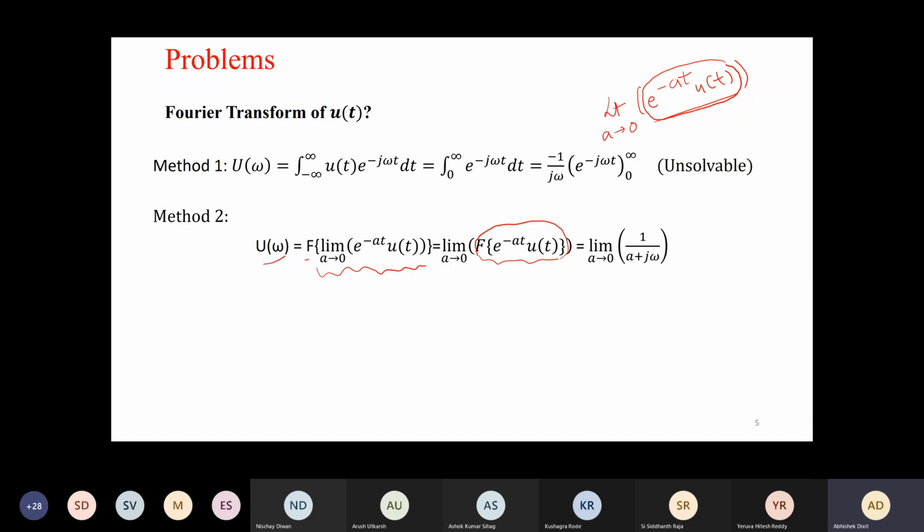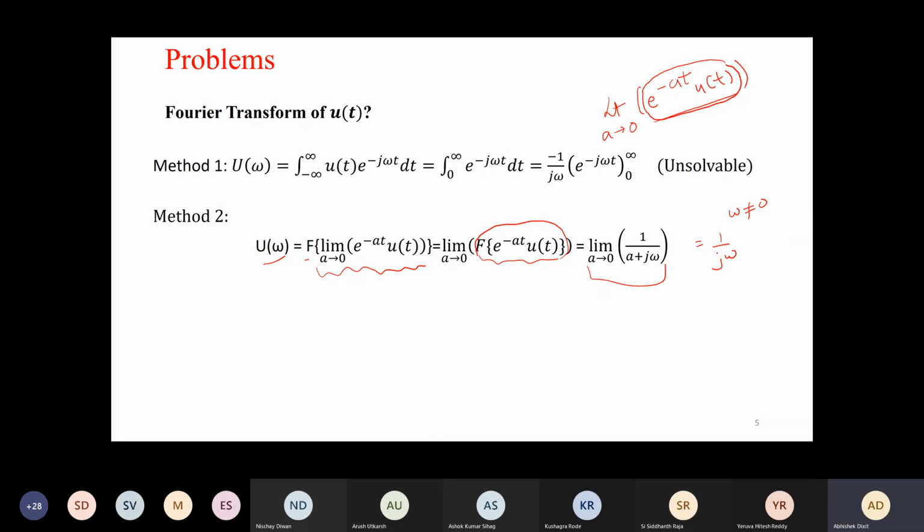So the Fourier transform of u(t) is the limit as a tends to 0 of 1 upon a plus j omega. If omega is not 0, then I can easily solve this limit. This is simply 1 upon j omega, if omega is not 0. But when omega is 0, then there is some ambiguity. Let us see how to solve this limit as well.